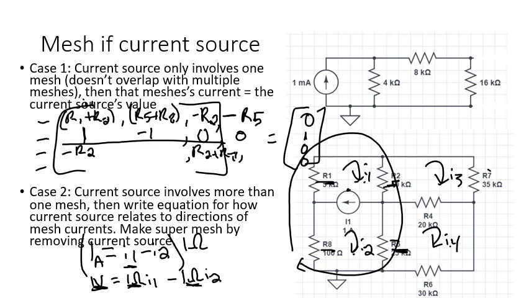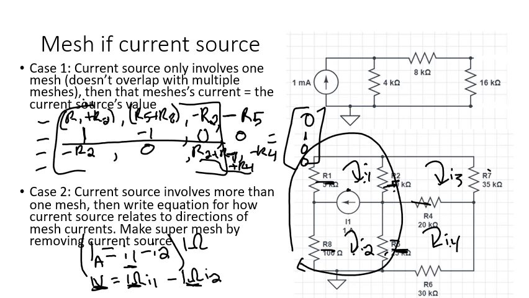And what would be I2? I have actually no I2s there. And then I4 would be negative R4. Oh, I have R2 plus R7, I forgot R4, plus R4 as well. The whole thing is that term.